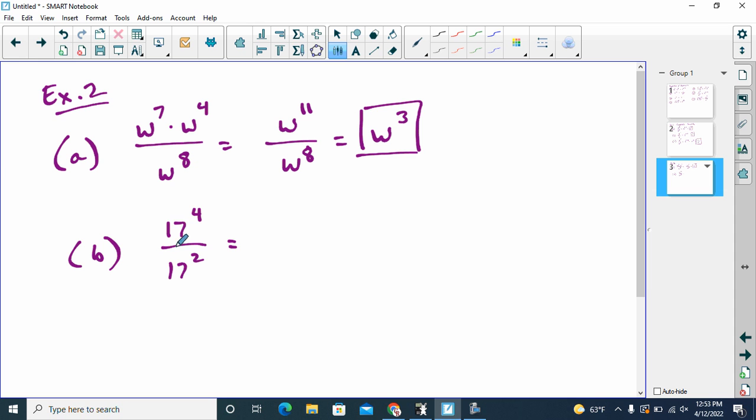I don't do 17 divided by 17. All I do is keep the base the same and subtract the exponents. 4 minus 2 gives me 2. 17 to the 2nd, which with a calculator you could square 17 and simplify it from there. We're going to leave it as 17 squared is fine. If you do simplify, it's 289.